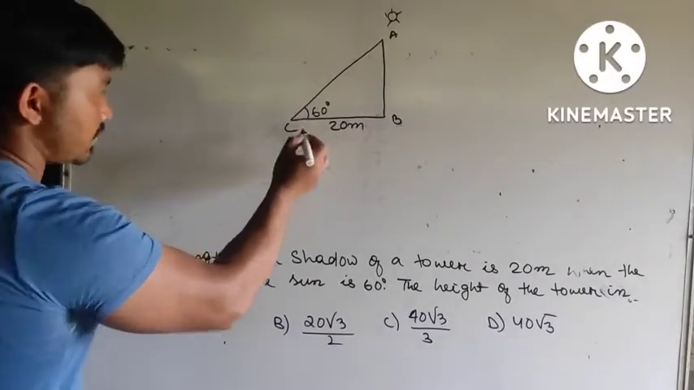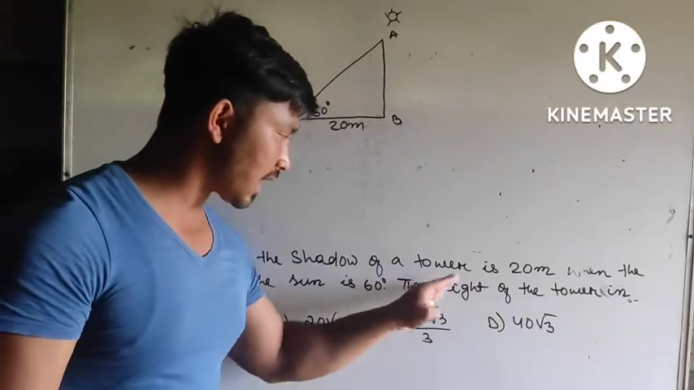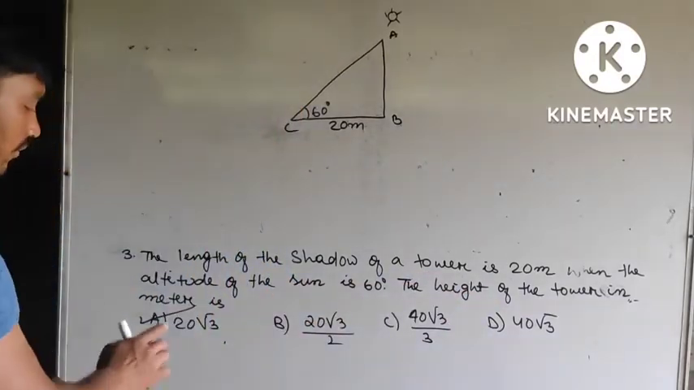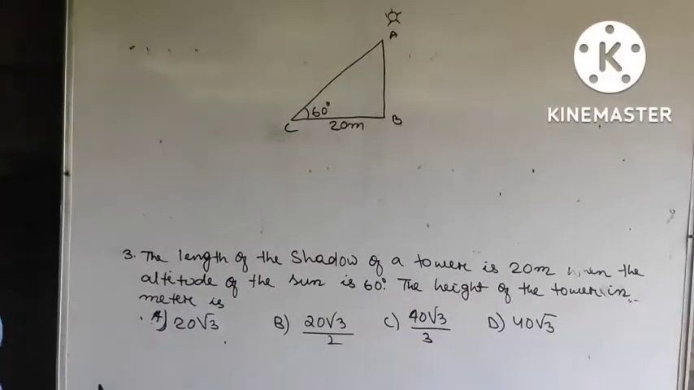So let me take this as C. What is the question asking? The angle is 60 degree. The height of the tower in meter is. So we have to find the height of the tower. Let's see what would be the height of the tower.